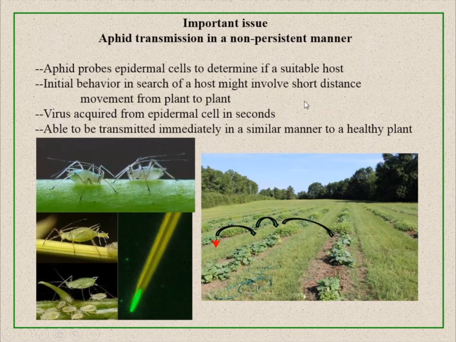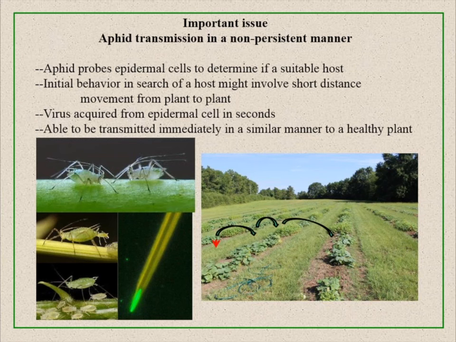So let's talk about this non-persistent manner of transmission. As I mentioned before, an aphid will come into a field and land on a plant, and initially it will probe the epidermal cells to see if this is a suitable host for feeding. It might take a test probe and jump over to another plant or hop around a little bit, or it might just walk along that leaf and determine whether or not it's a suitable host. These viruses, when they're acquired by the aphid, this occurs in seconds when it probes an epidermal cell, actually bind to the tip of the stylet, the feeding stylet of the aphid.